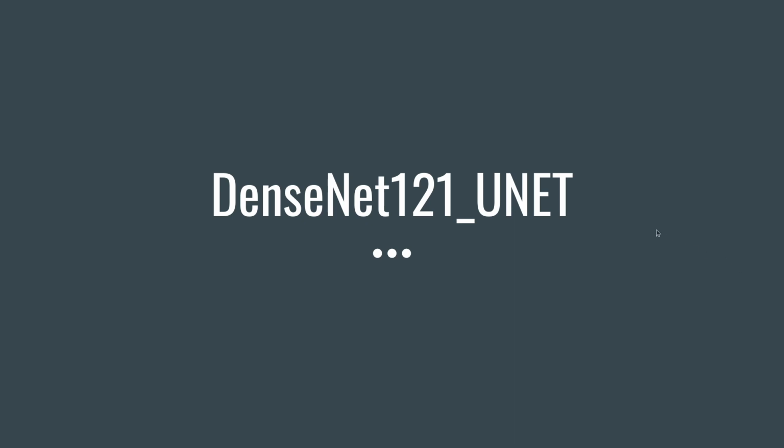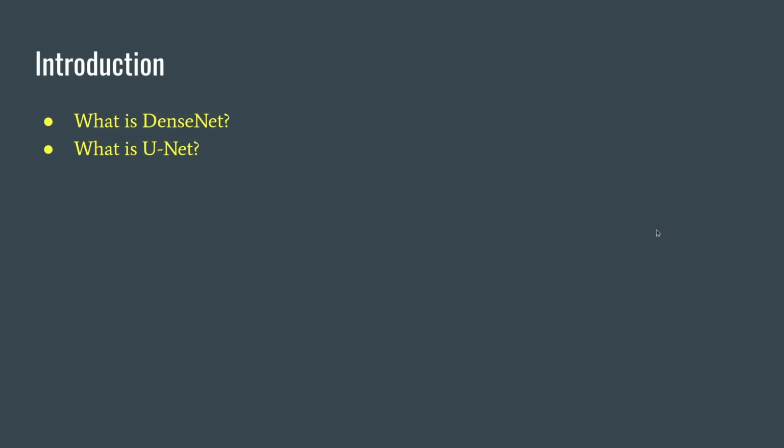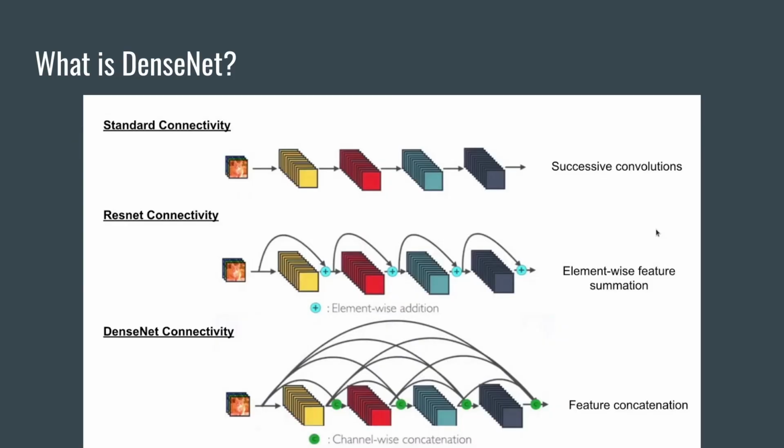Now we're going to see a few slides where we're going to understand what is DenseNet and what is UNet. Here in this picture, you can see three different connectivity patterns. First is the standard, second is ResNet, and third is DenseNet. Initially we begin with the standard ConvNet, where the input image goes through multiple convolutions and obtains high level features. It consists of no shortcut connection or any other thing, just simple things.